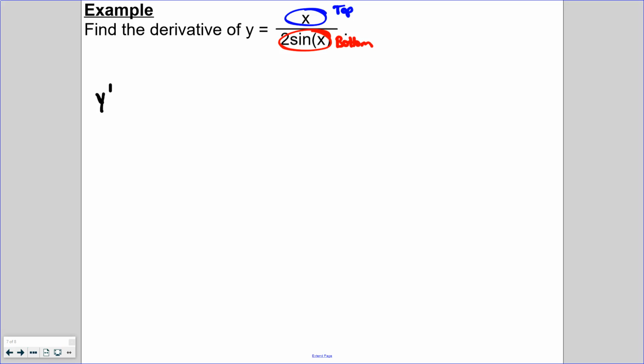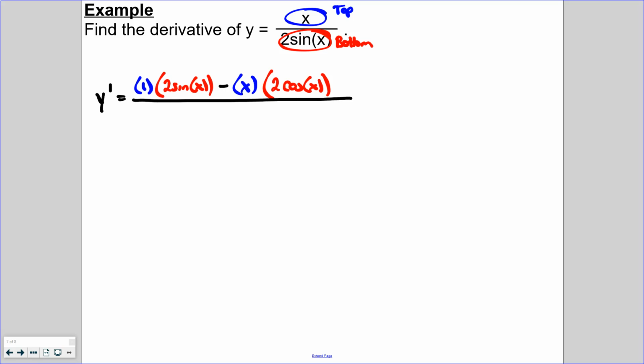So let's get to work. We're going to have y prime is equal to the derivative of the top. Well, the derivative of x is just 1, times the bottom, which is 2 sine of x, minus the top, which is x, times the derivative of the bottom. Well, remember, we can kind of ignore that coefficient based on our previous rule. And the derivative of sine is going to be cosine. And that's all going to be over the denominator 2 sine of x quantity squared.